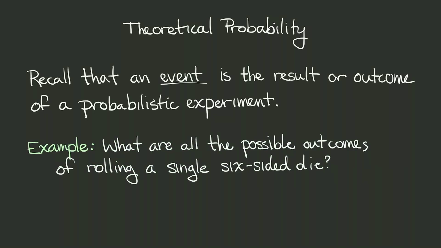In this video, we'll explore the use of an important tool called theoretical probability. Let's recall that an event is the result or outcome of a probabilistic experiment. For example, what are all the possible outcomes of rolling a single six-sided die? Well, a six-sided die has the sides of values 1, 2, 3, 4, 5, and 6. So this is going to be the set of all possible outcomes. We usually call that capital S for sample space.